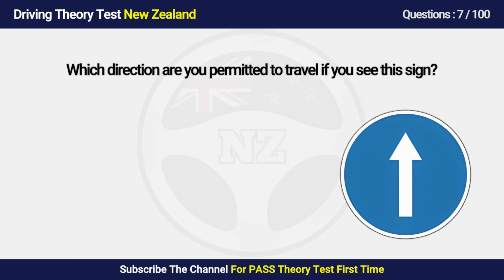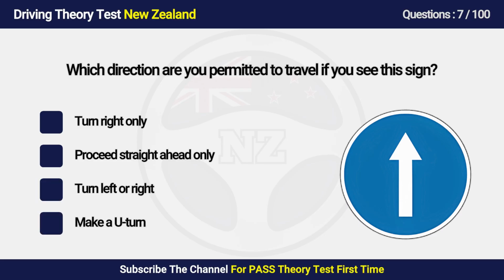Question 7. Which direction are you permitted to travel if you see this sign? A. Turn right only. B. Proceed straight ahead only. C. Turn left or right. D. Make a U-turn.